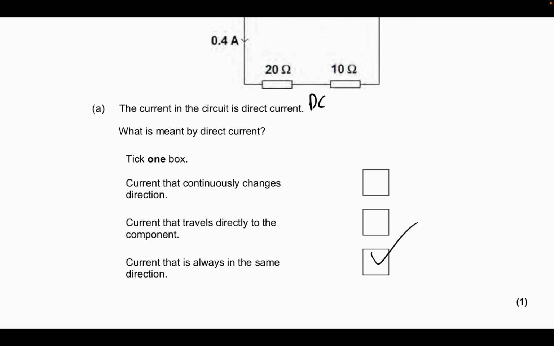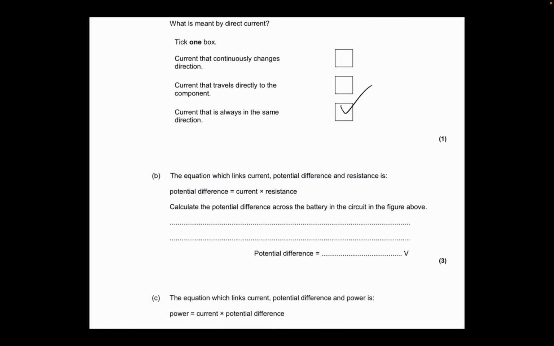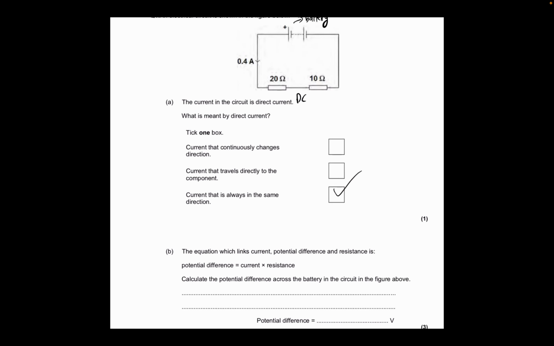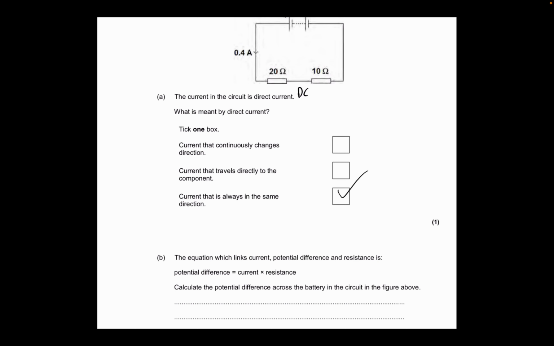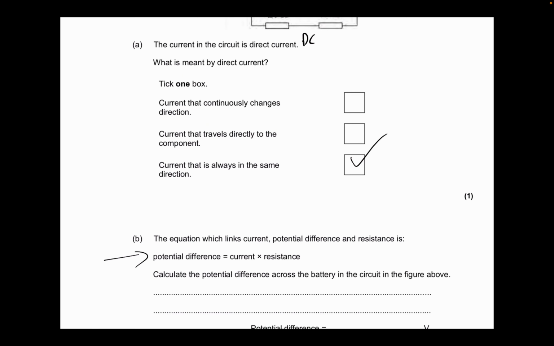Let's move on to the next question. Let's zoom in a little bit so that we can see the question more clearly. The equation which links current, potential difference, and resistance is potential difference equals current times resistance. We have to calculate the potential difference across the battery in the circuit in the figure above. The key point is that they've given us the formula already, so all we need is to know the current and the resistance.